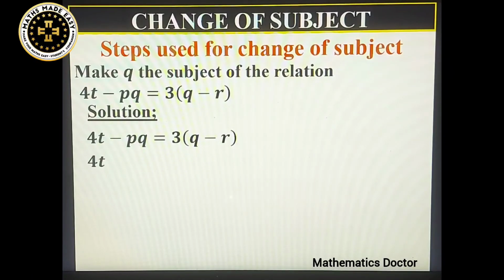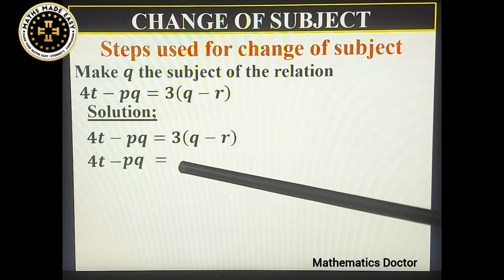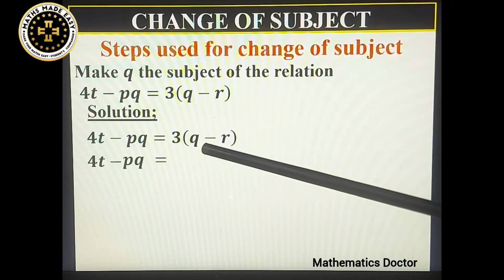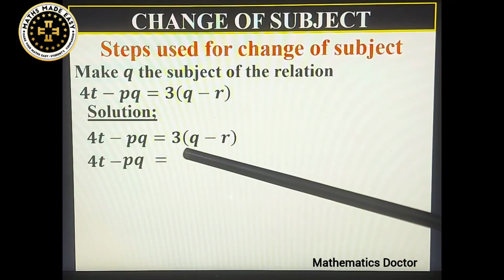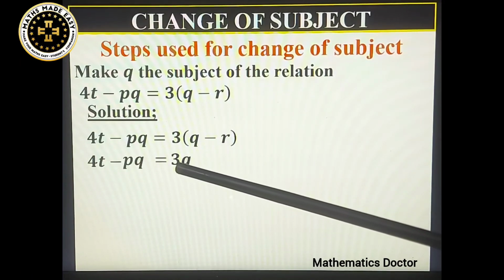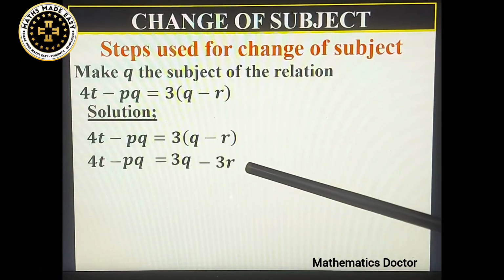So 4t at the left-hand side and then minus pq at the left-hand side. Then the equal sign will come. Now 3 will multiply q. Since there is a bracket, you expand by multiplying. The coefficient 3 multiplies q to give us 3q. And then 3 will multiply negative r to give us negative 3r.